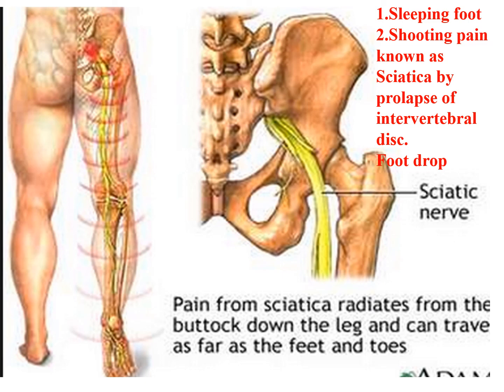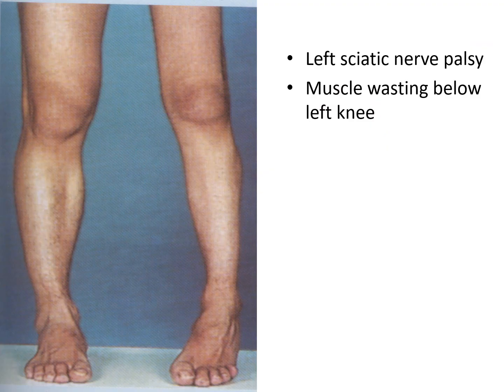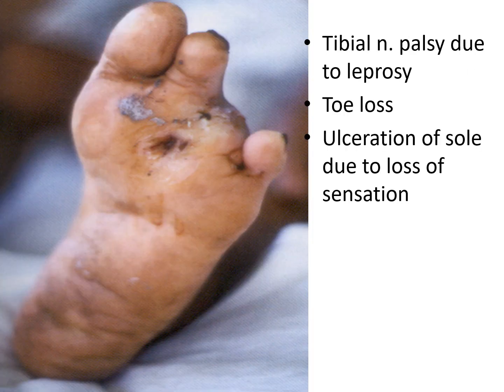Why is it foot drop? Because the common peroneal nerve and deep peroneal nerve are damaged. It may lead to inability to dorsiflex, and the name given is foot drop, because the anterior compartment of the leg is supplied by the common peroneal nerve. Here, left sciatic nerve palsy with muscular wasting. These are the damages to the sciatic nerve.